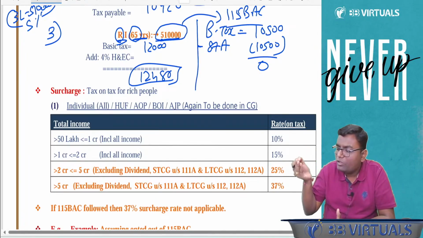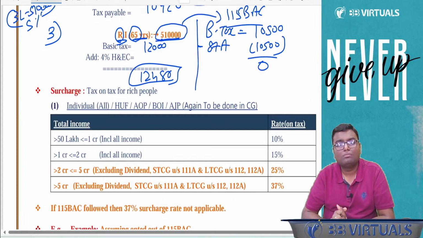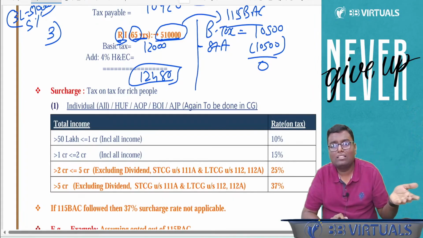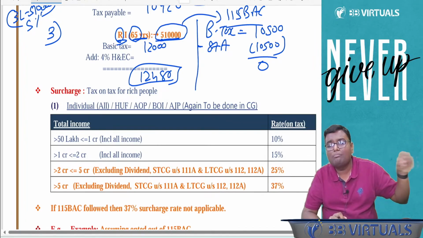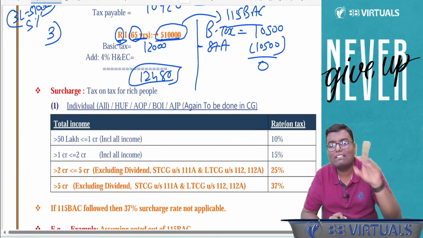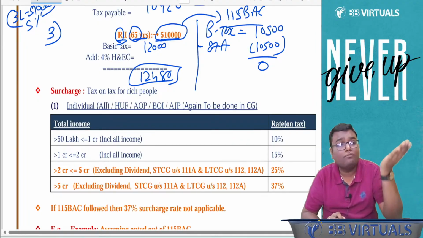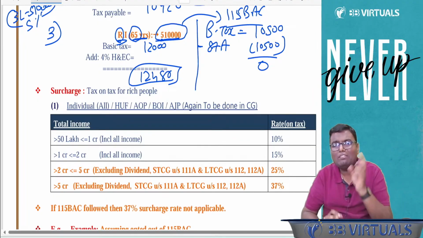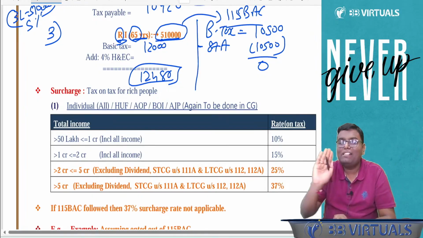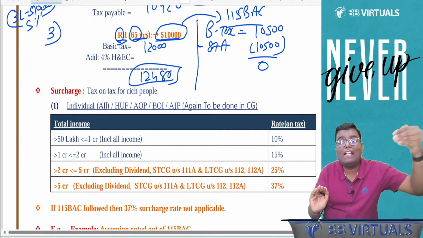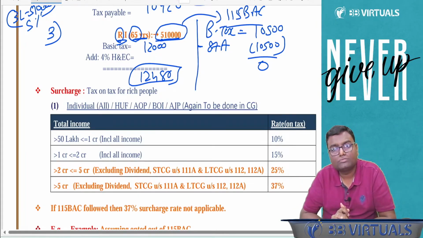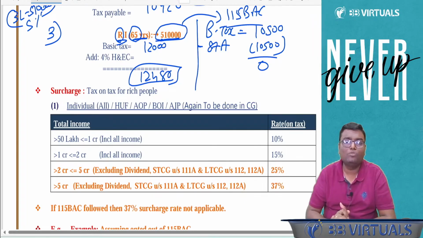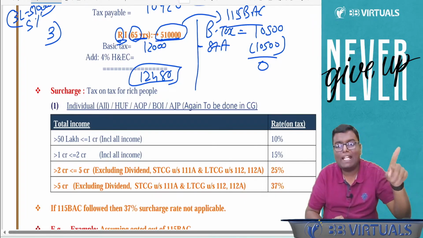Rebate is applicable only to resident individual. But when they introduced surcharge, they said we will introduce it on all: resident, non-resident, individual, HUF, AOP, BOI, firm, company. To each and everybody surcharge is applicable if they earn somewhat more. It is a totally reverse concept. See, rebate is a discount, surcharge is addition. Rebate is for middle class, surcharge is for rich people. Rebate is only for resident individual, surcharge is for each and every category.